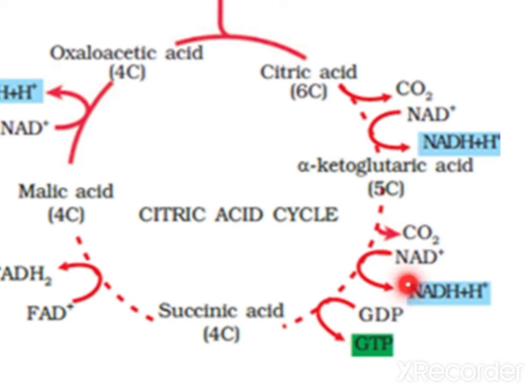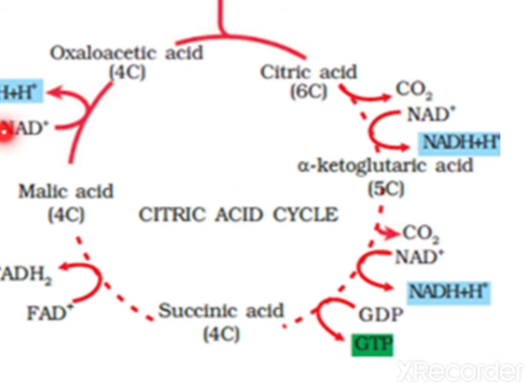Here also one molecule of carbon dioxide is released and NAD plus is converted to NADH. And here one GDP is converted into GTP, so energy production also occurs, diphosphate being converted into triphosphate. Succinic acid is converted into malic acid, and here FAD is converted into FADH2. This is also 4 carbon. Later this malic acid is once again converted into oxaloacetic acid, and here also one NADH is produced.